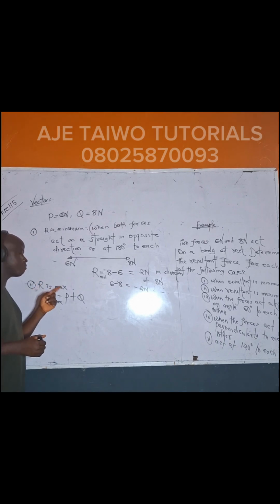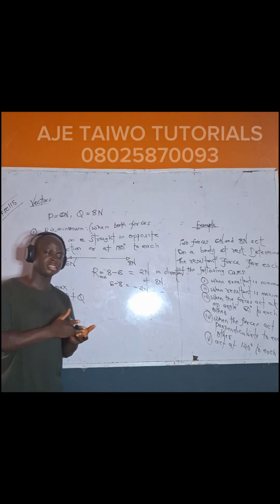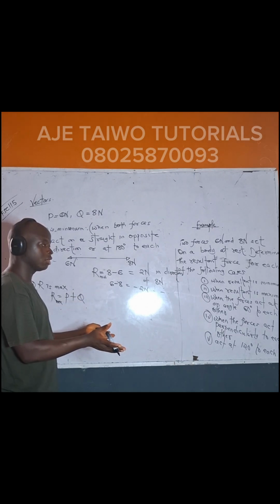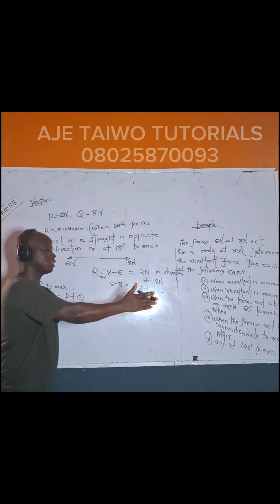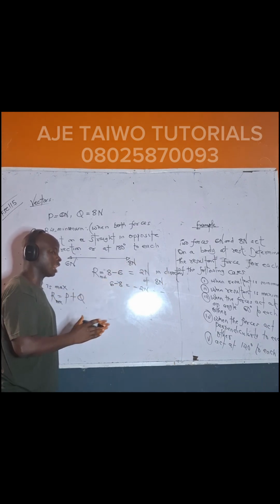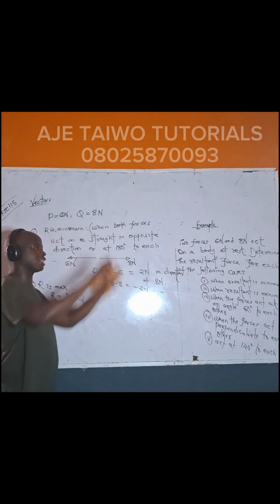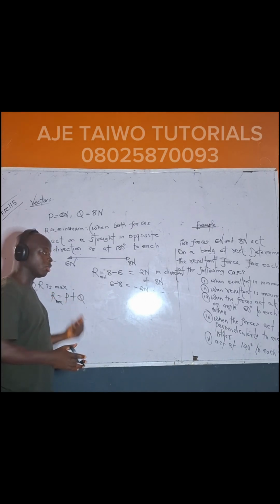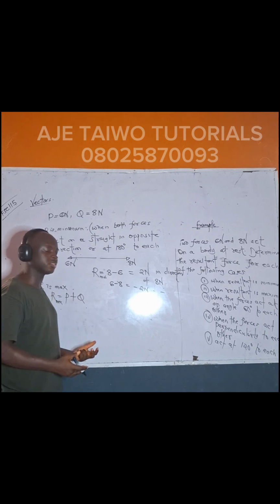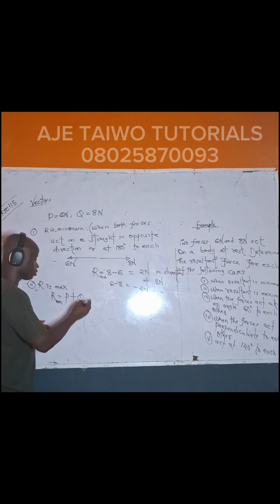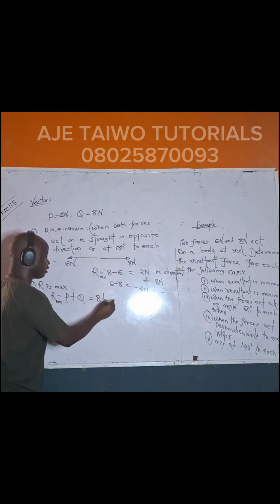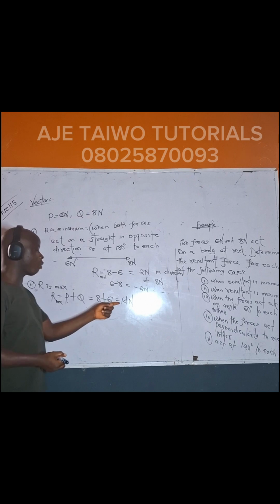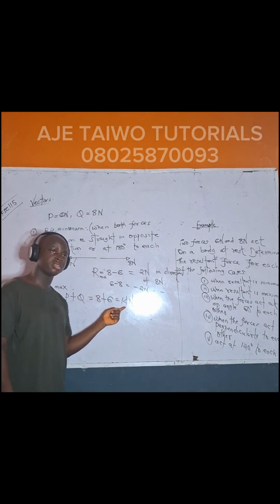Now, when you are finding maximum value of R, another way of asking the same question is when they are in the same direction. When the two forces act in the same direction, they both act east, they both act west, they both act north, they both act south. That's when R is maximum. Or they will say when the angle between the forces is 0. So answer is 8 plus 6, that's 14 newtons. Please, who can tell me in what direction will these 14 newtons be?